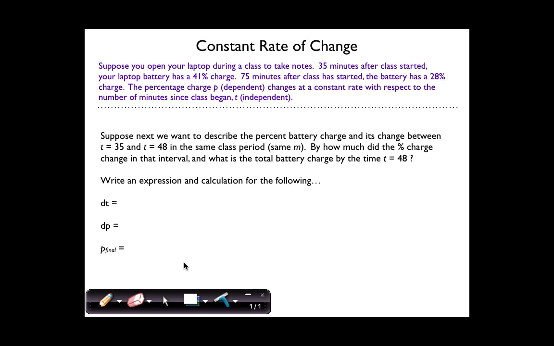Now we have a couple of different values up at the top that you could work from in terms of finals and initials and things like that. But see if you can write out the numerical computation or symbols otherwise that you need to express dt for this situation that's in black here, dp, and then p final.